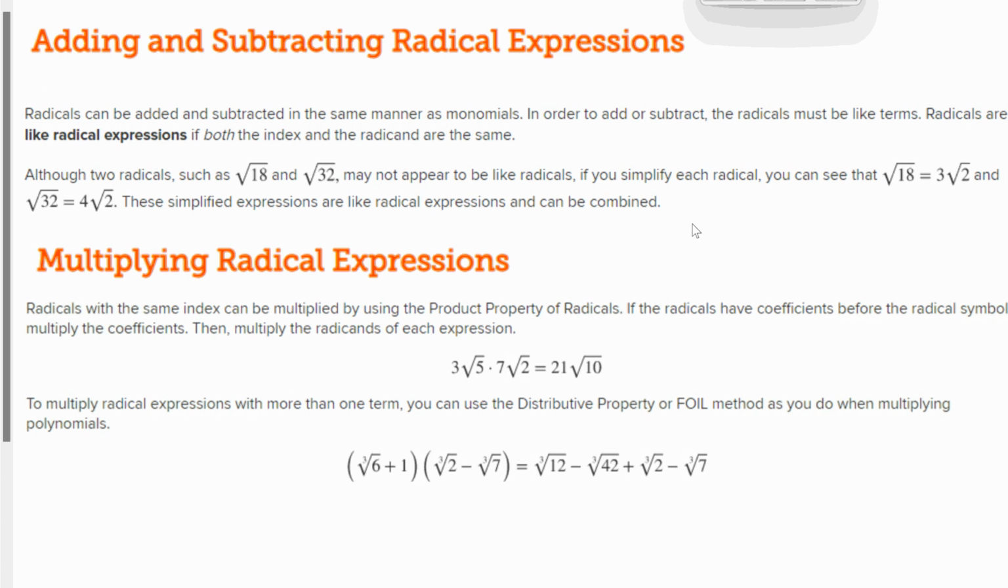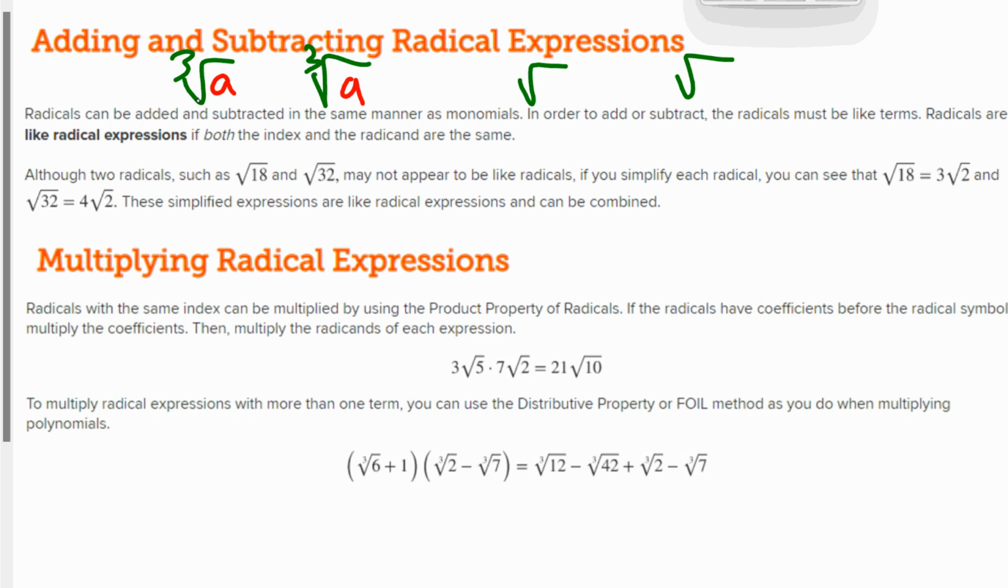The concept that we're going to discuss in chapter 4, section 5, is adding and subtracting radical expressions. In order to add or subtract radical expressions, they have to be the same like radicals. So they both have to be square roots, or they both have to be cube roots. That's one thing. They have to be the same type of roots. And then whatever's underneath the radical, the radicand, has to be the exact same too.